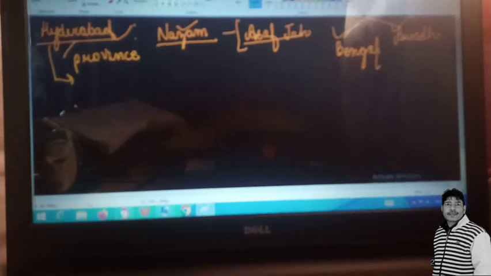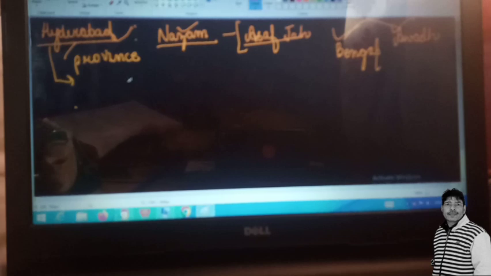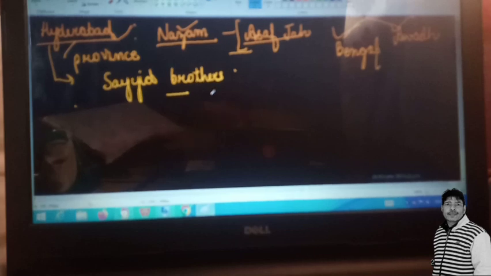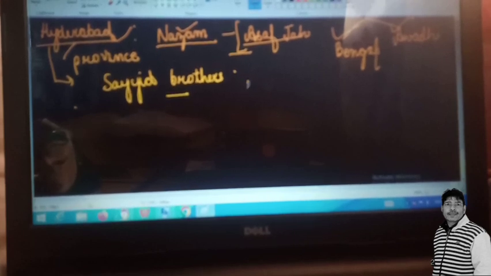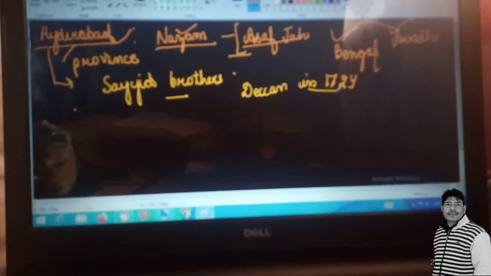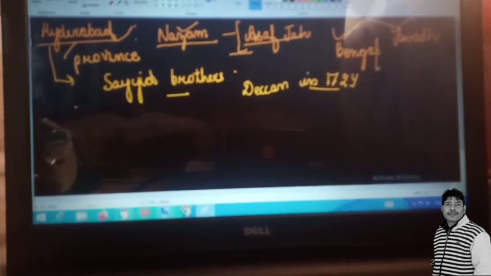In the formation of Hyderabad as a kingdom, Asaf Jah played an important role in overthrowing the Sayyid brothers. Before the Nizam of Hyderabad, the Sayyid brothers ruled, and they were overthrown by Asaf Jah. He was appointed governor and given charge of the Deccan in 1724. He made his own state, which is now known as Hyderabad.